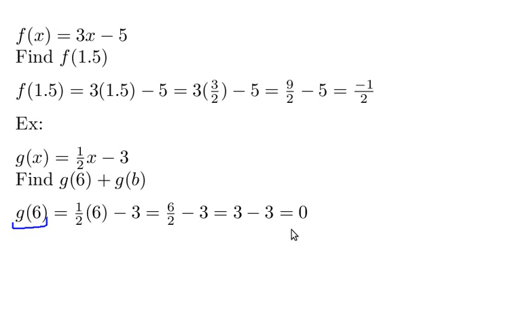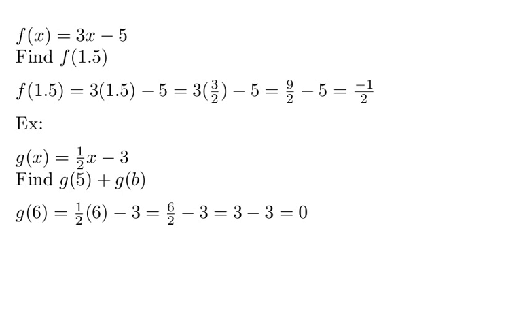It's not always going to equal 0, obviously. In fact, I'm going to change this up. Let's do a variation of this problem. Let's change this 6 to a 5. So we want to find g of 5 plus g of b. So that means I'm going to go ahead and erase most of this.